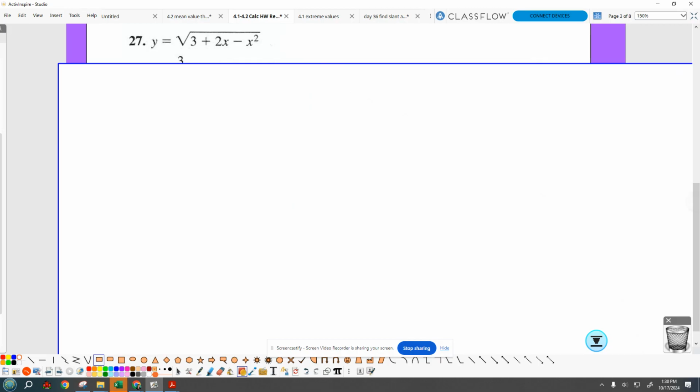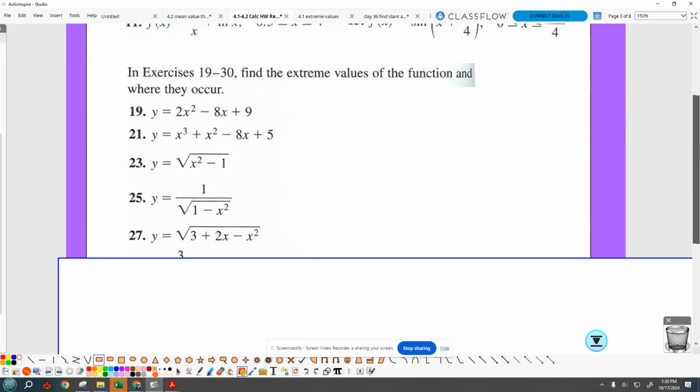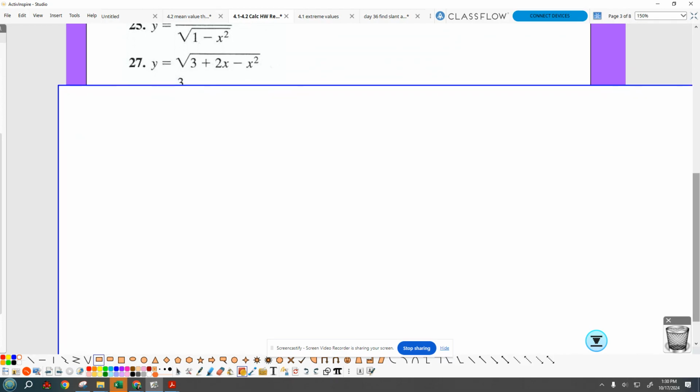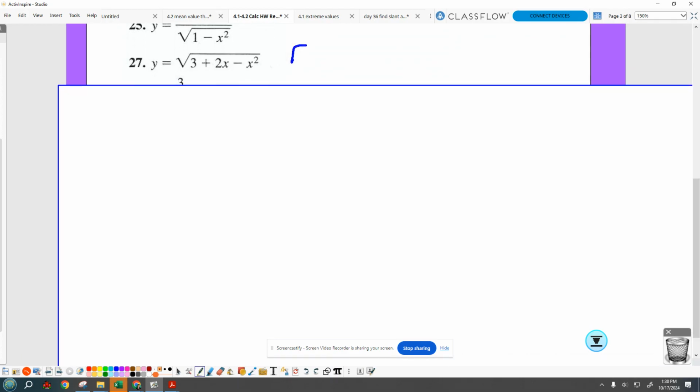So the instructions for this: find the extreme values. Quick question, is that x or is that y, or is it the coordinate? Y values. Okay, so with your group, find the extremes.